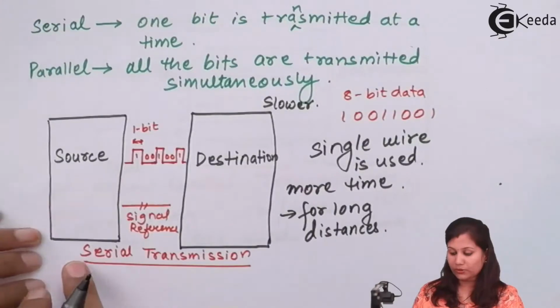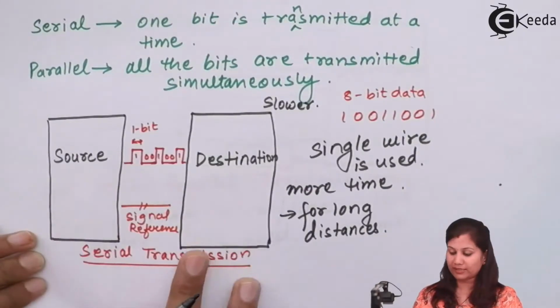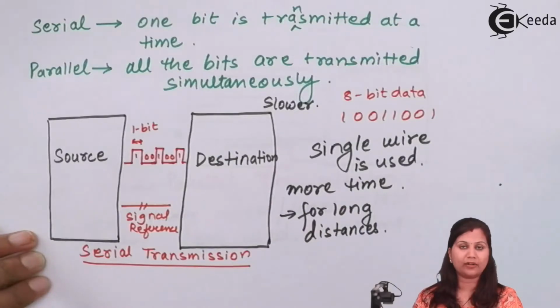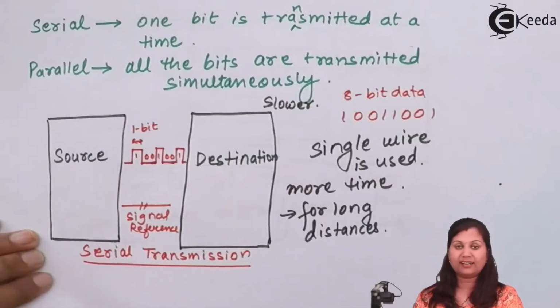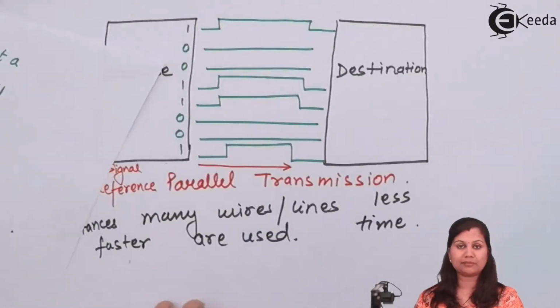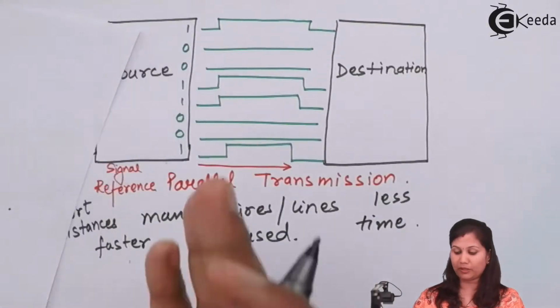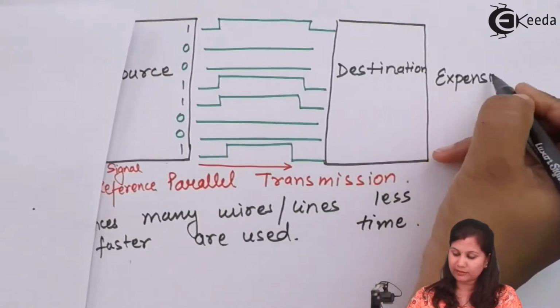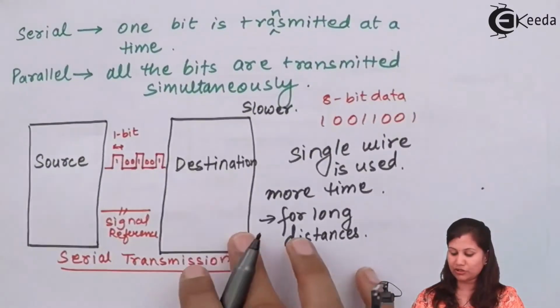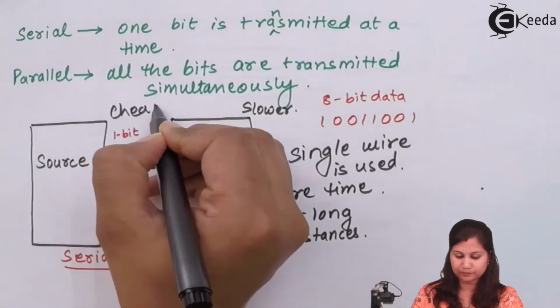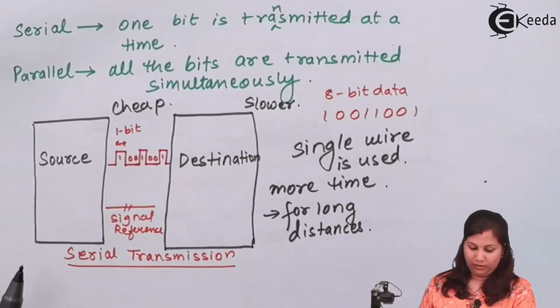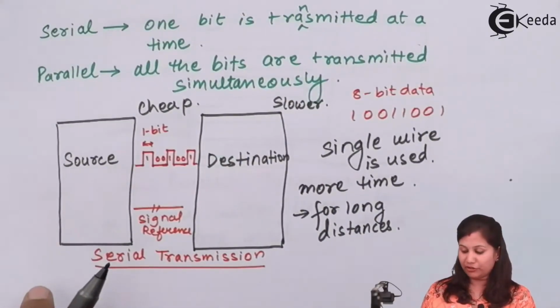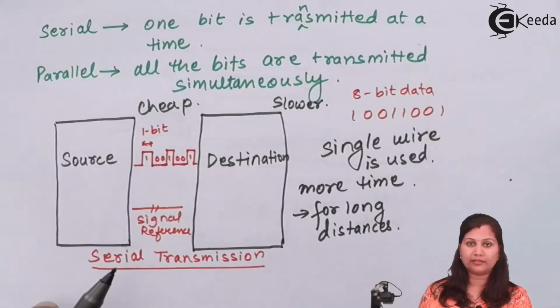Okay. Also, because serial transmission uses a single wire, less hardware circuitry is required and cable cost is less. So we can say that they take less cost, they are cheap, whereas parallel transmission is very expensive, because so many wires are there. So we can say that it is expensive, whereas serial transmission is cheap. So these are some of the features of serial and parallel transmission.